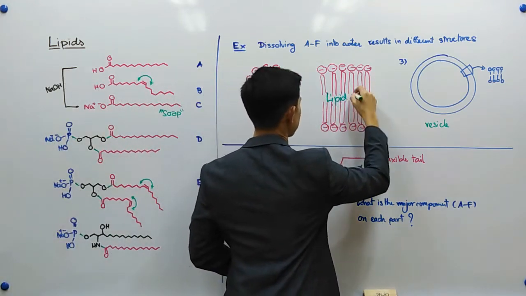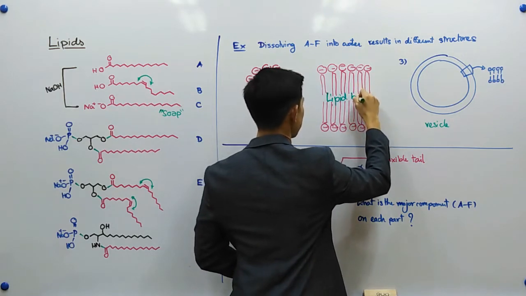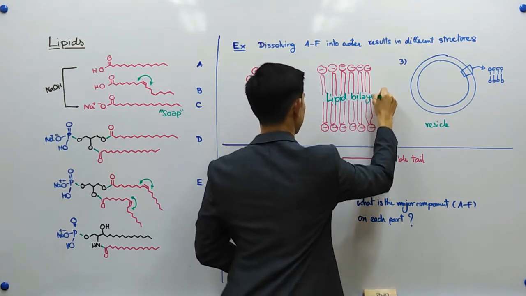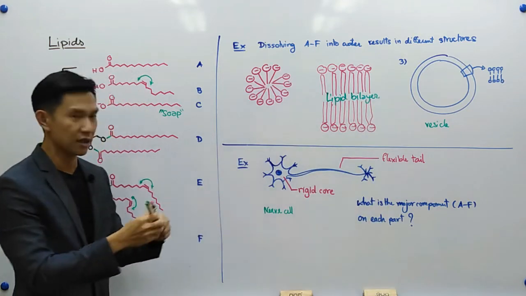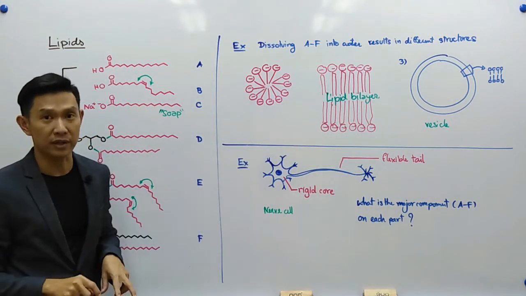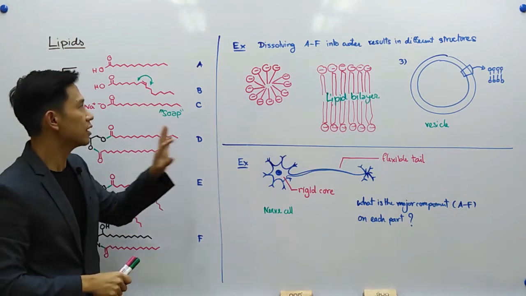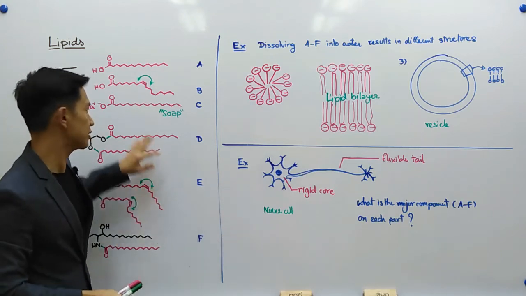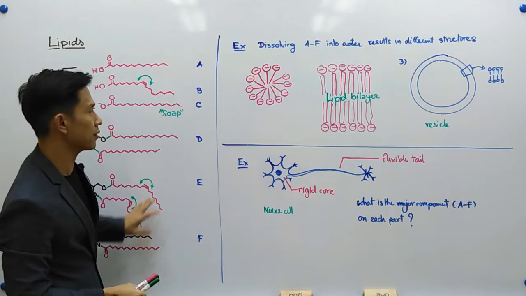And you have two layers packed together, so we call it a lipid bilayer. In high school, you may have heard about it. A lipid bilayer is the structure of cell membranes, right? Cell membranes are composed of lipid bilayers. I will talk about it later.